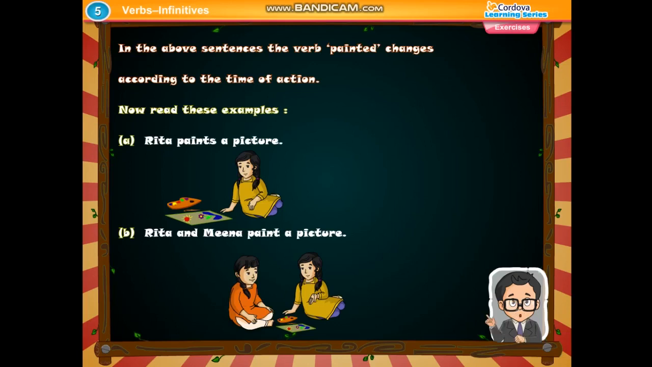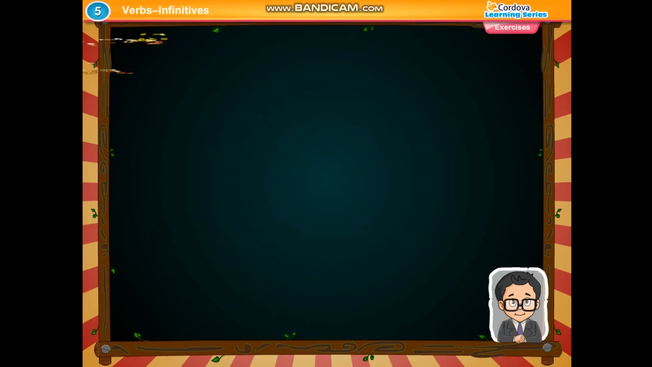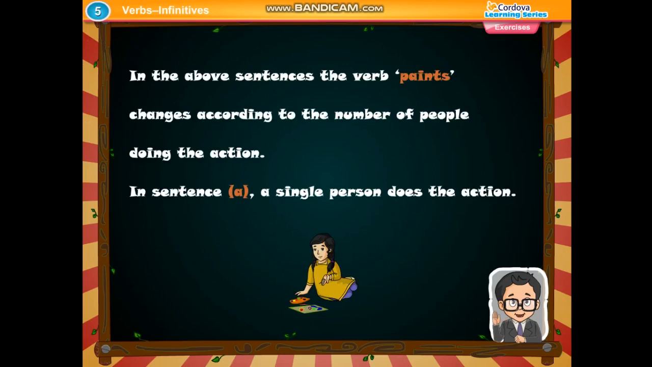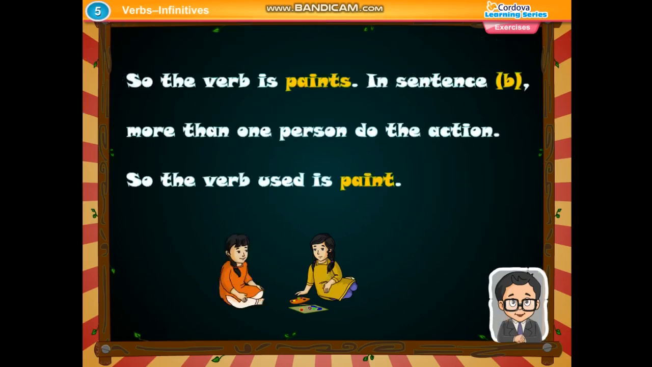Now read these examples. Rita paints a picture. Rita and Meena paint a picture. In the above sentences, the verb paints changes according to the number of people doing the action. In sentence A, a single person does the action, so the verb is paints. In sentence B, more than one person do the action, so the verb used is paint.